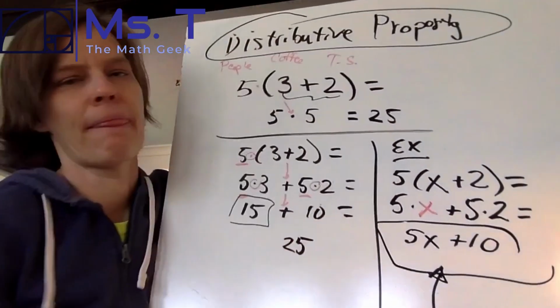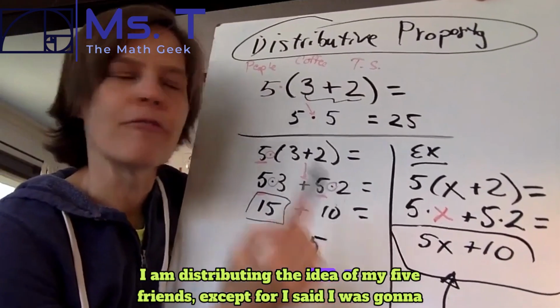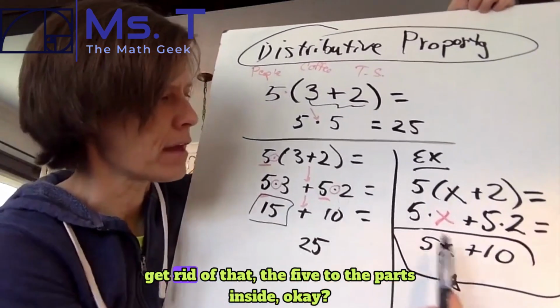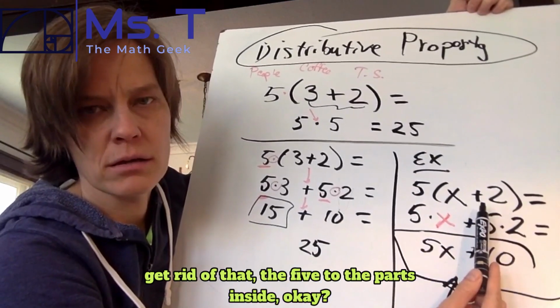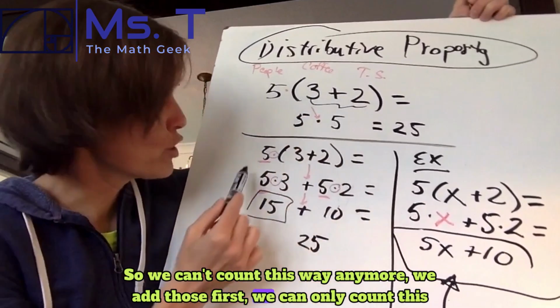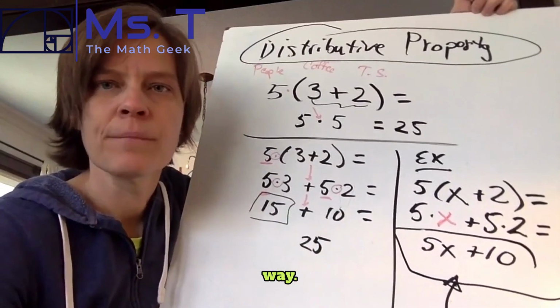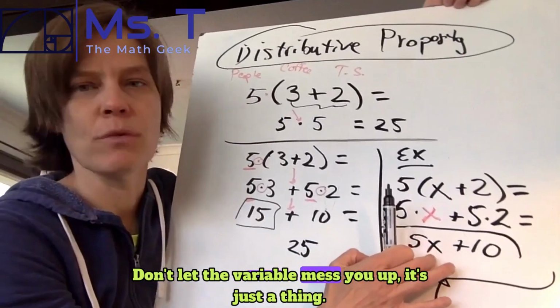Okay? Because I am distributing the idea of my 5 friends, except for I said I was going to get rid of that, the 5 to the parts inside. Okay? So we can't count this way anymore, where we'd add those first. We can only count this way. And it becomes an expression with a variable. All right? Don't let the variable mess you up.